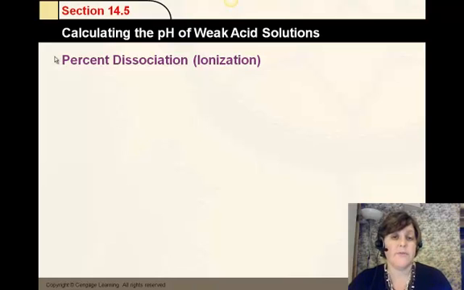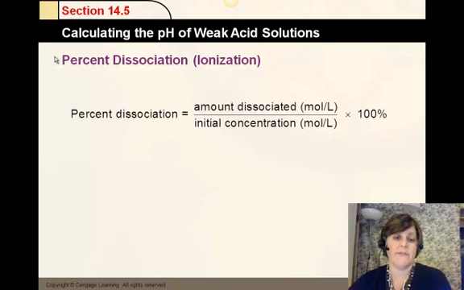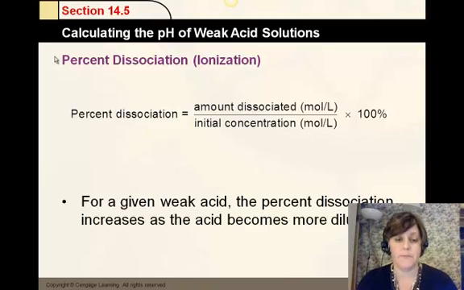Another concept you have to remember is dissociation, or ionization, how well things break apart into positives and negatives. How do we get percent dissociation? Well, it's like part over whole times 100. The percent dissociation is the amount dissociated, in molarity, over the initial concentration times 100.